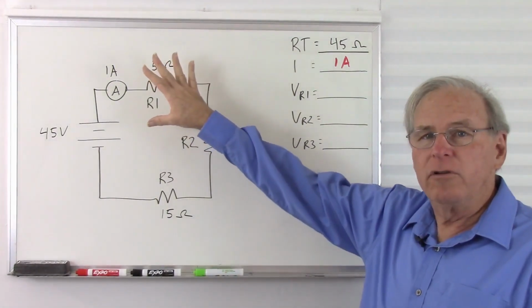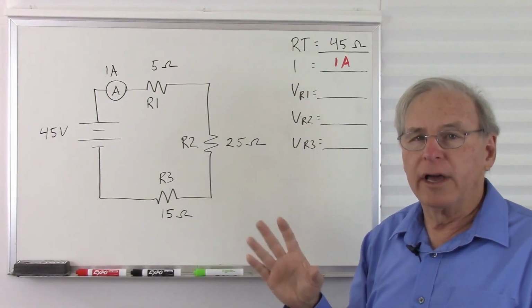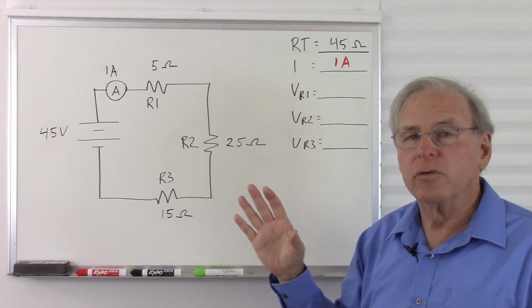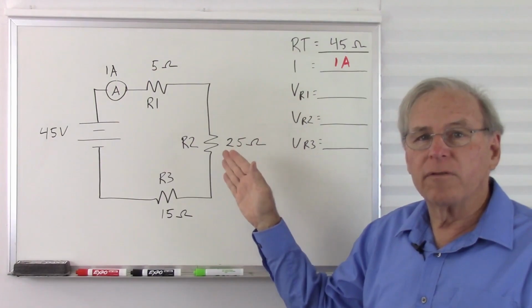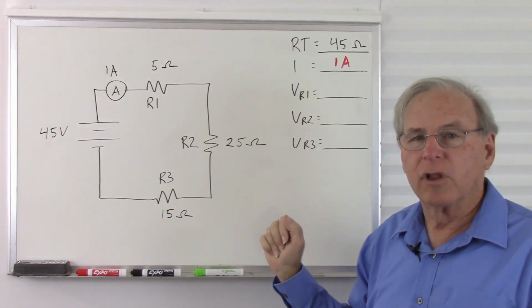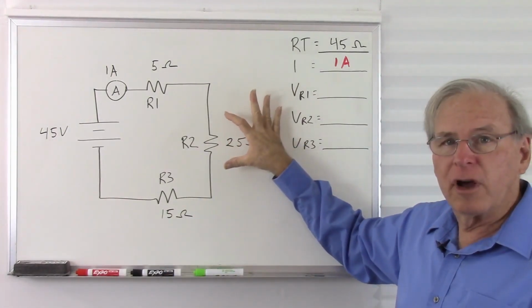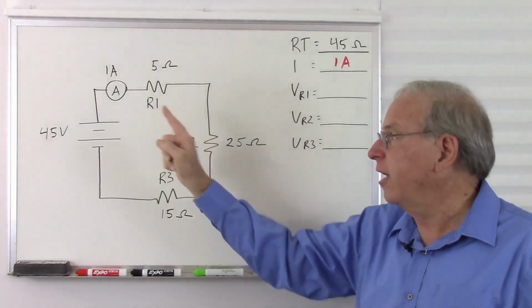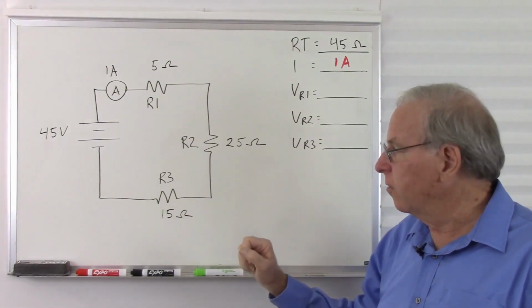Before we start using Ohm's law to solve these problems, this is not an exercise in Ohm's law. It is an exercise in series circuits and Kirchhoff's voltage law. So we want to focus on the concepts of a series circuit. Let's see if we can solve this without doing any Ohm's law. We know there will be so much voltage across this resistor, so much across this resistor, and so much across this resistor, and those 3 voltages must add up to 45. So let's see if we can find a shortcut and figure out these voltages.